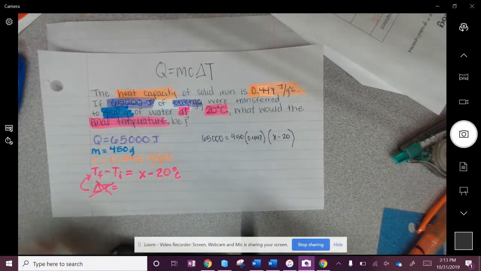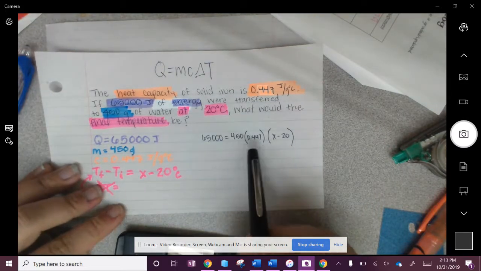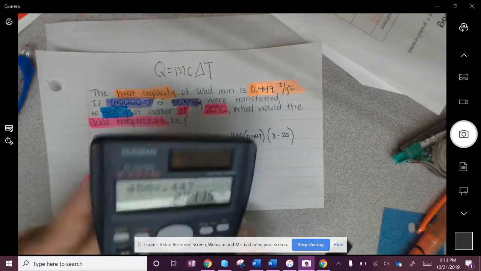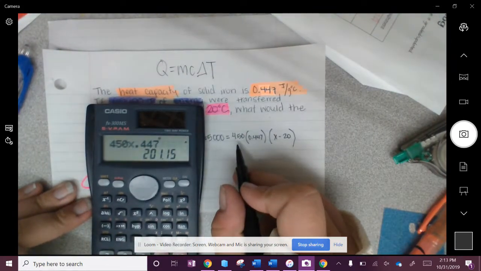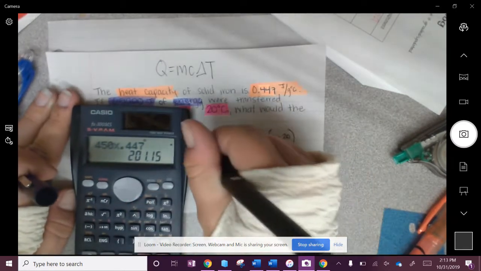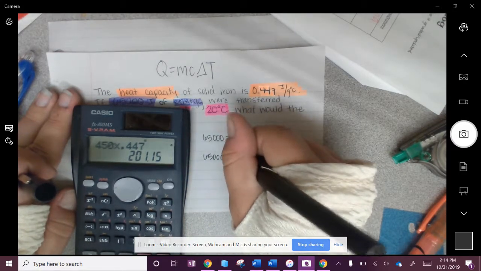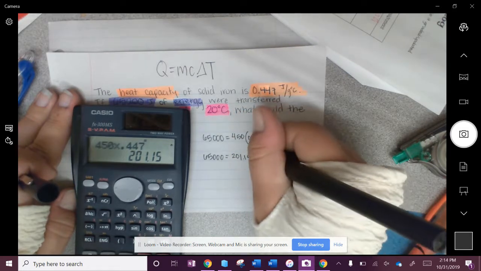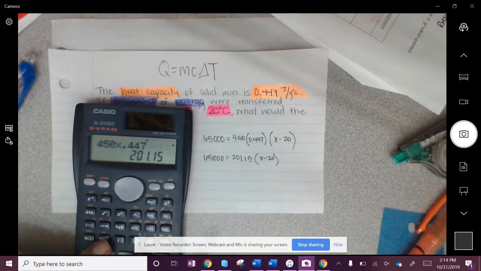So I'm going to start off by just multiplying these two, 450 times 0.447. And just so you guys know, I am going to write down the number here, but I'm not going to retype that number in my calculator. So right now it gives me 201.15. So just double check my math, yep. So I get 65000 equals 201.15 times x minus 20. Now I'm not going to retype that number in, that 201.15.